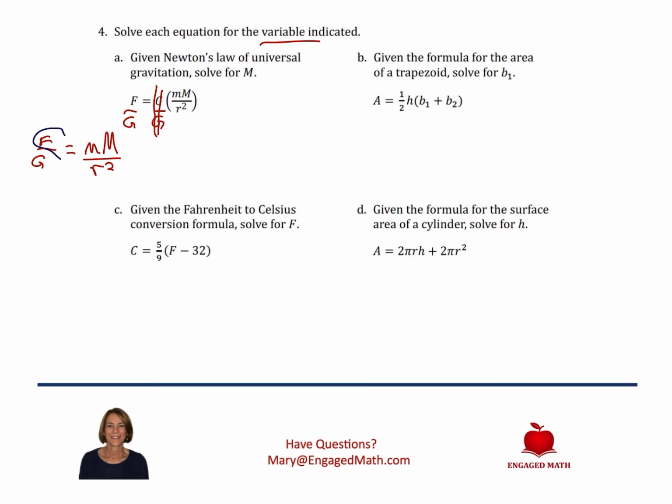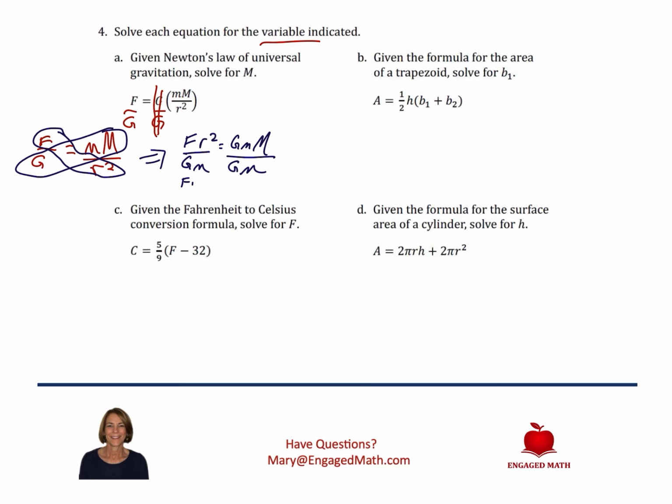Again, lots of ways we can take our next step. I'm choosing to cross multiply at this point because whenever I have a fraction equal to another fraction and I'm solving for a variable, I like to cross multiply. So our new equation after that is going to be F times r squared equals g times lowercase m, uppercase M. And now we can get the uppercase M alone by dividing both sides by g lowercase m.